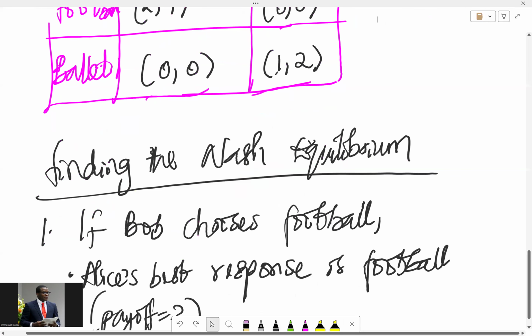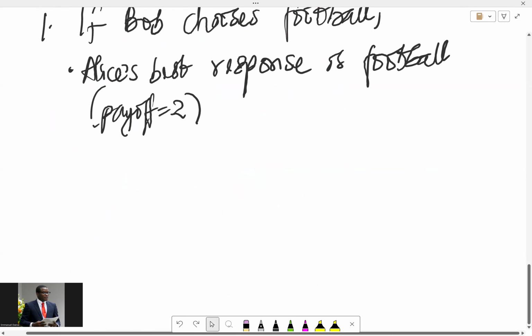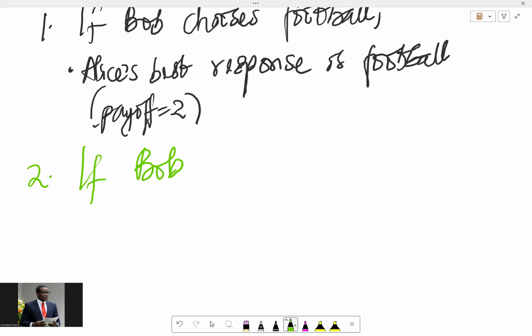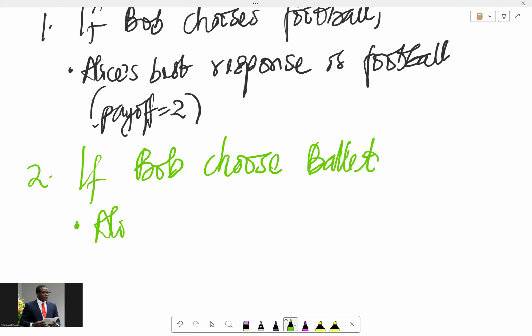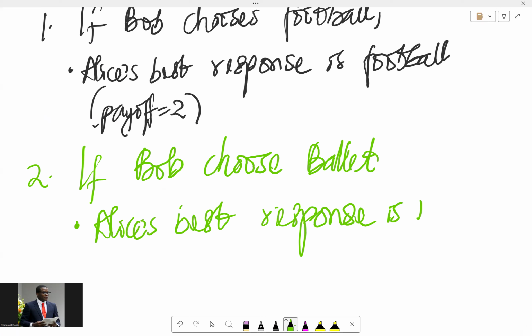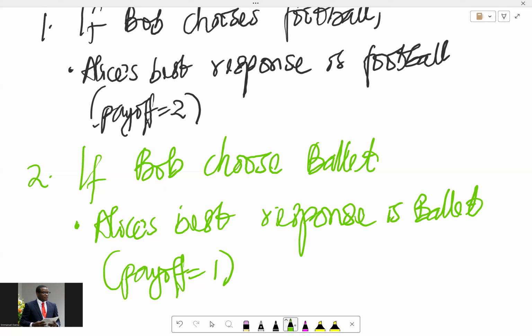On the other hand, if Bob chooses ballet, so in that case, Alice's best response would also be ballet. In that case, her payoff is one, which is better than zero, right?